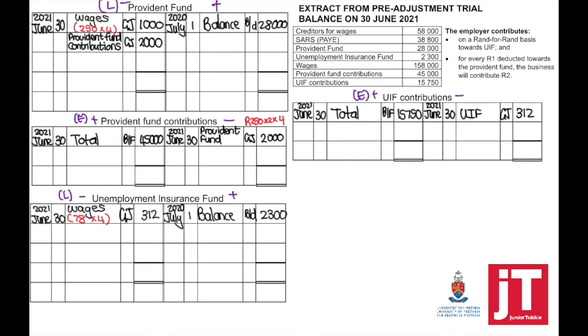Now remember, we have to take it out, which means that our expense account is going to be credited, account debited, unemployment insurance fund.